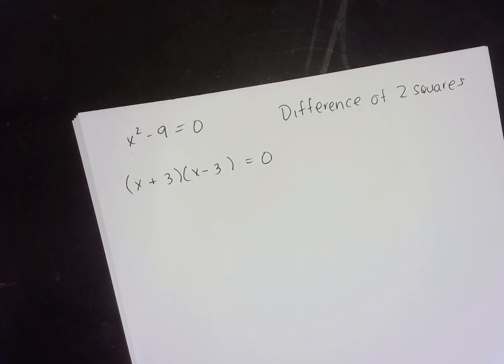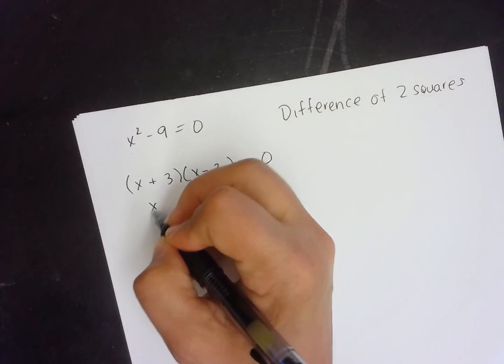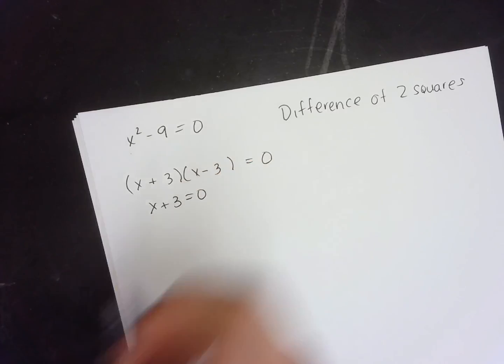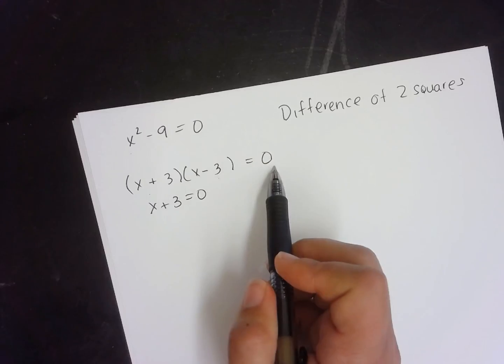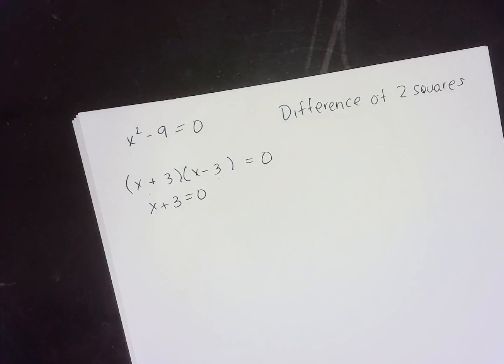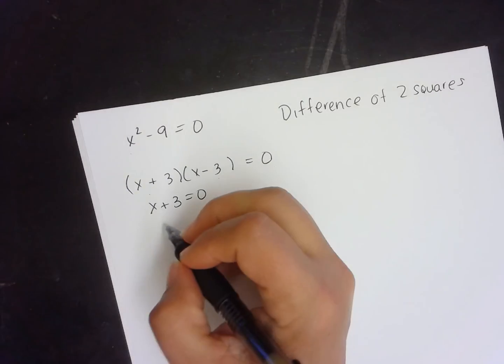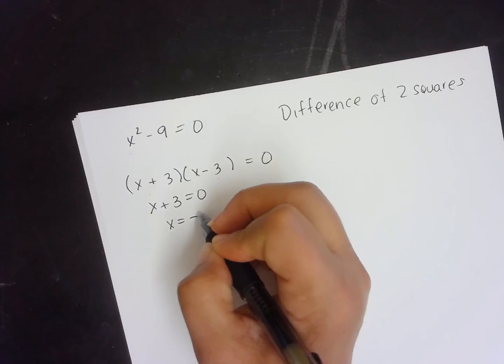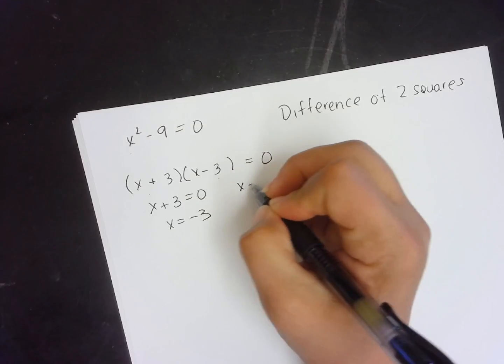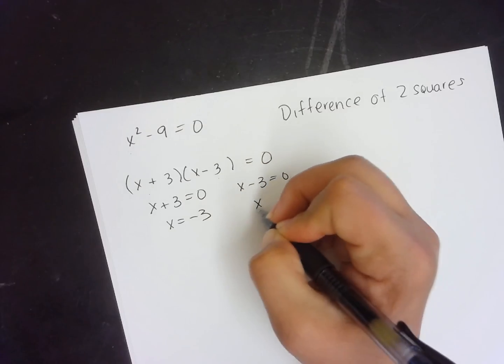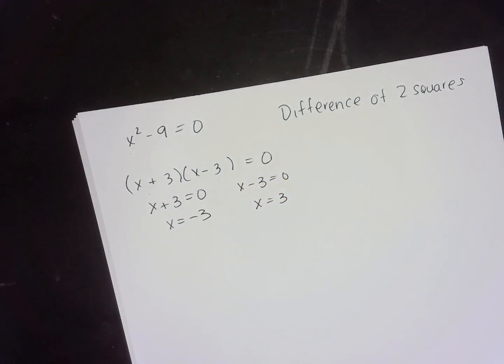So I have x plus 3 and x minus 3 is equal to 0. I set each factor individually equal to 0 because my zero product property tells me that either this one or this one has to be 0 in order for this multiplication to end up being 0. So I have x equals negative 3 when I subtract 3 from both sides. X minus 3 is 0 gives me x equals positive 3 if I add 3 to both sides.